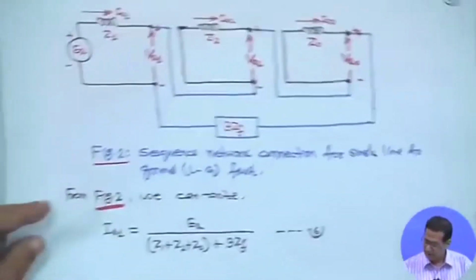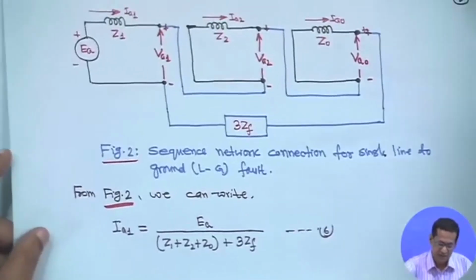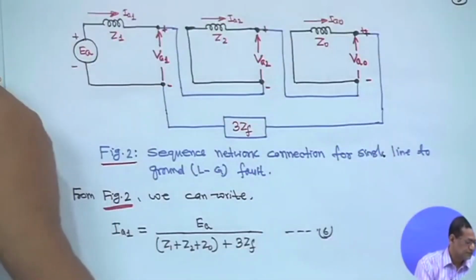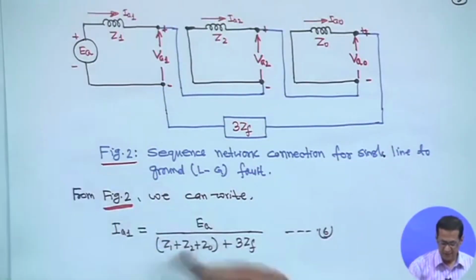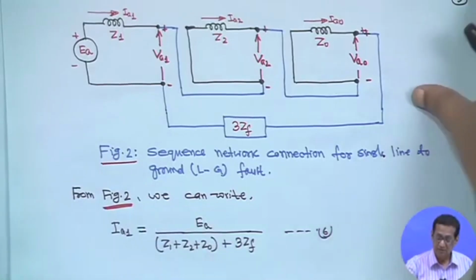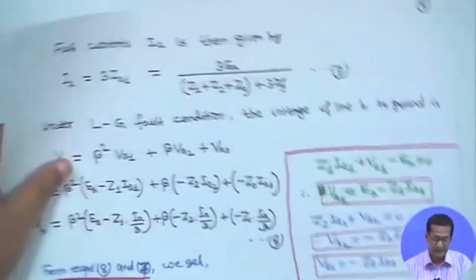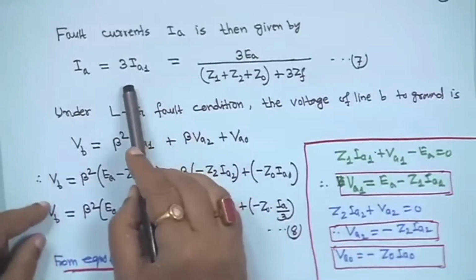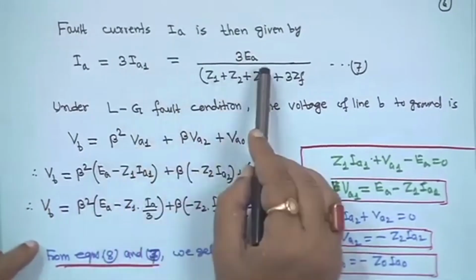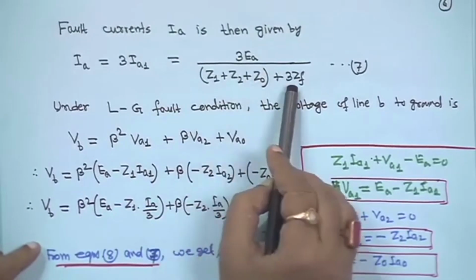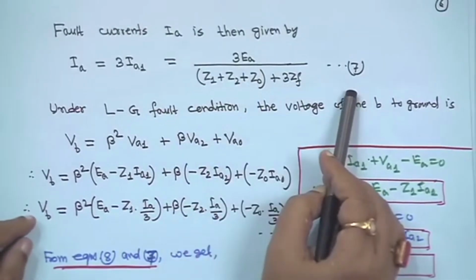So the fault current IA is then given by, because this is IA1, IA is equal to 3 IA1. So IA1, you substitute here, this is equation 7.